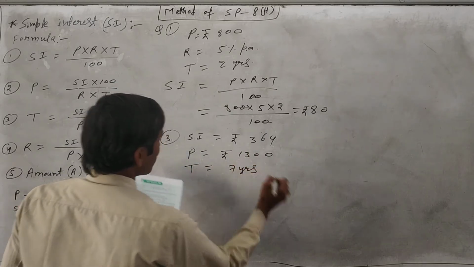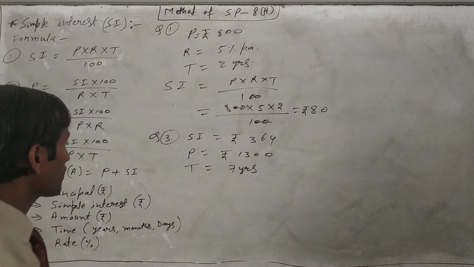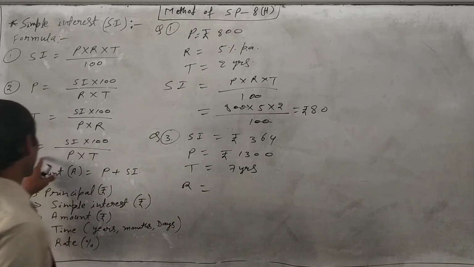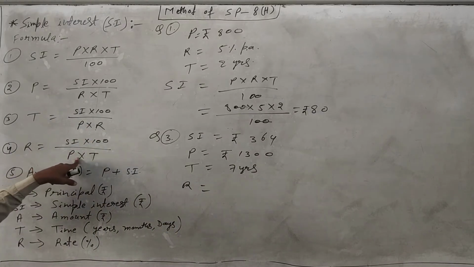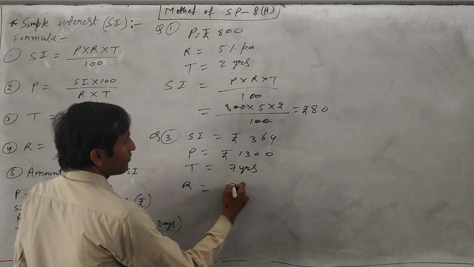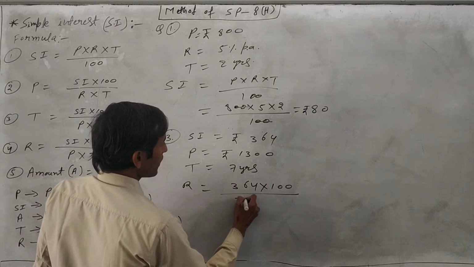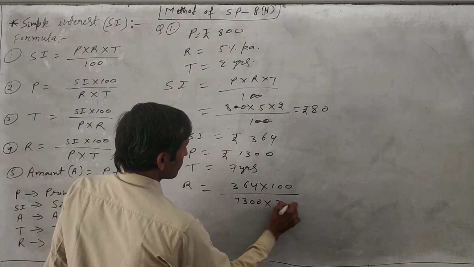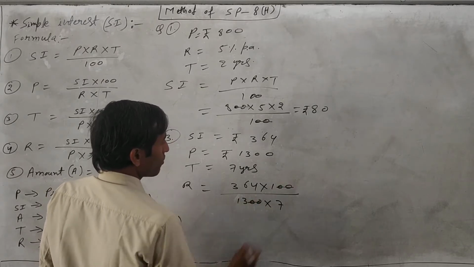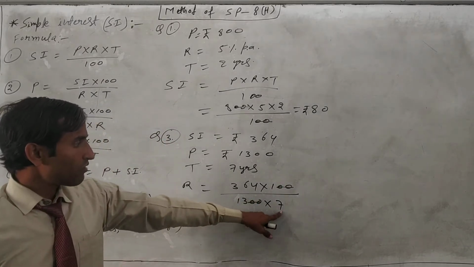We have to find rate percent. So R is equal to, we have to apply this formula, SI into 100 upon P into T. So SI means 364 into 100 upon 1300 into 7. Now 2 0 will cancel out. After that we can cancel by 7.